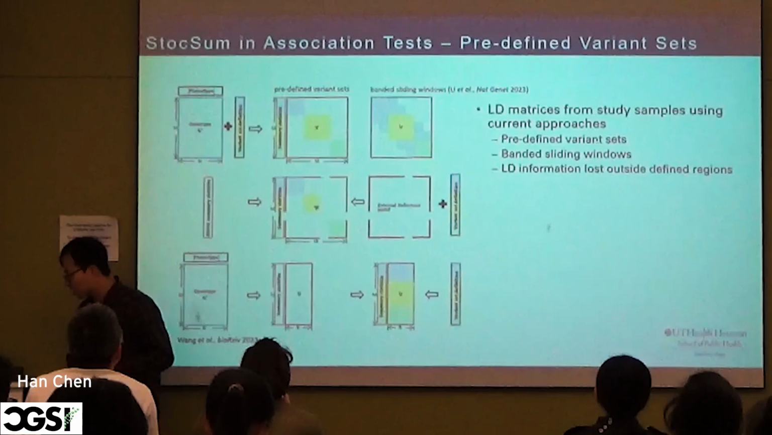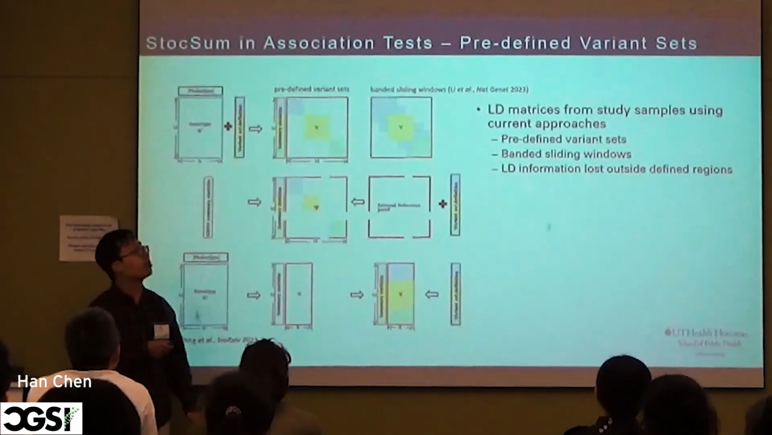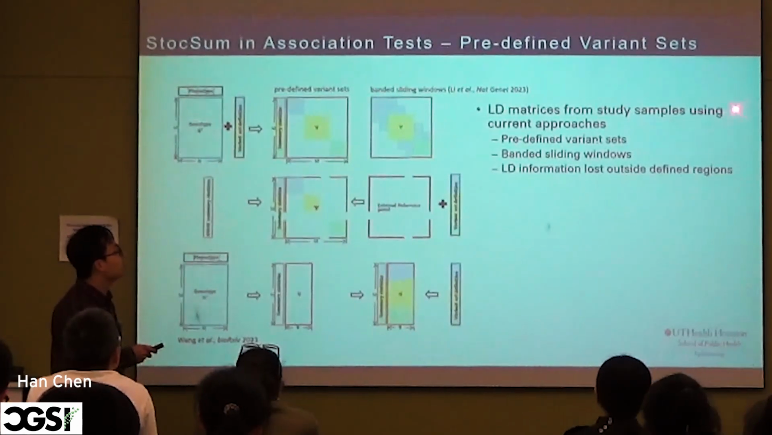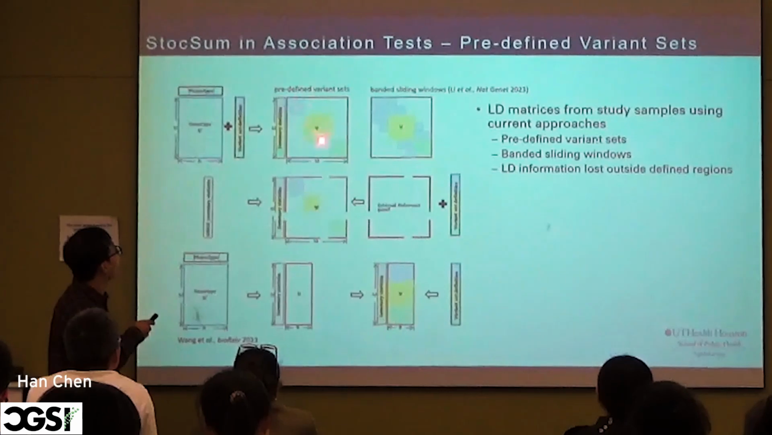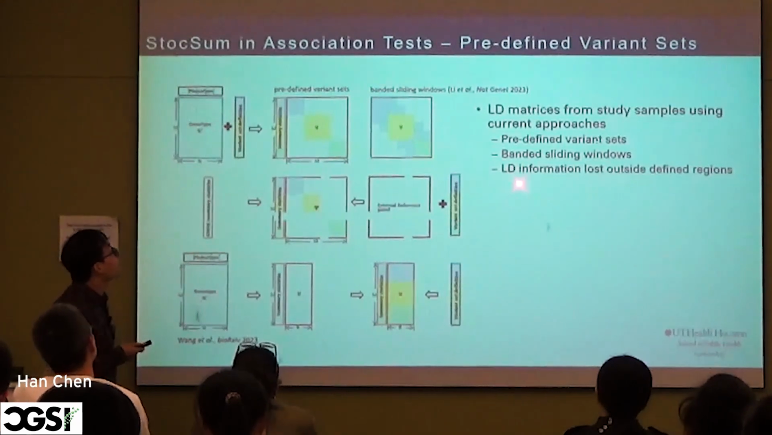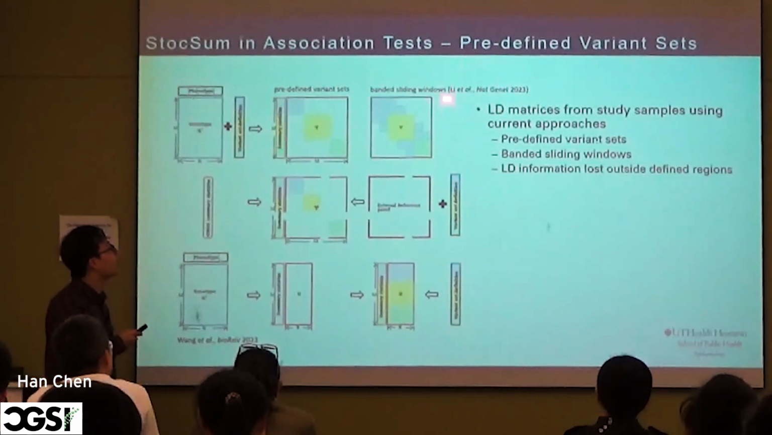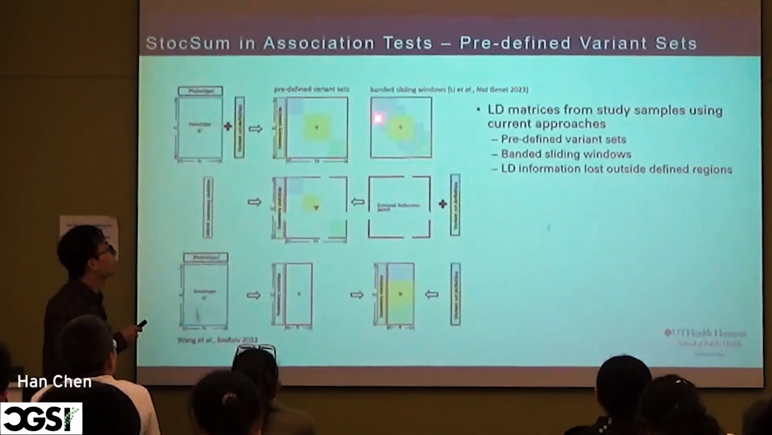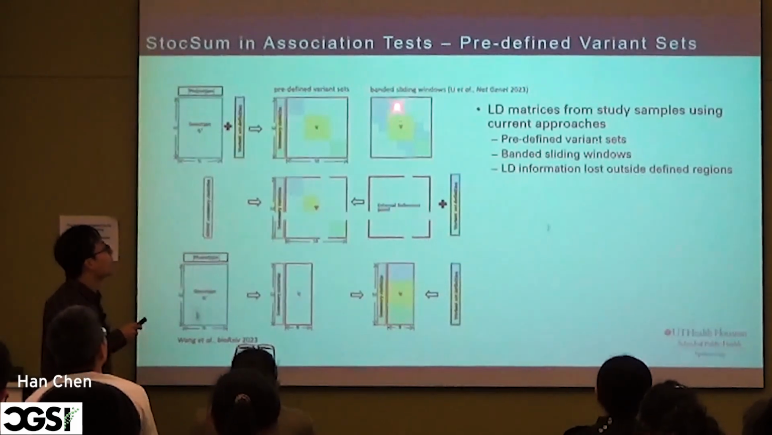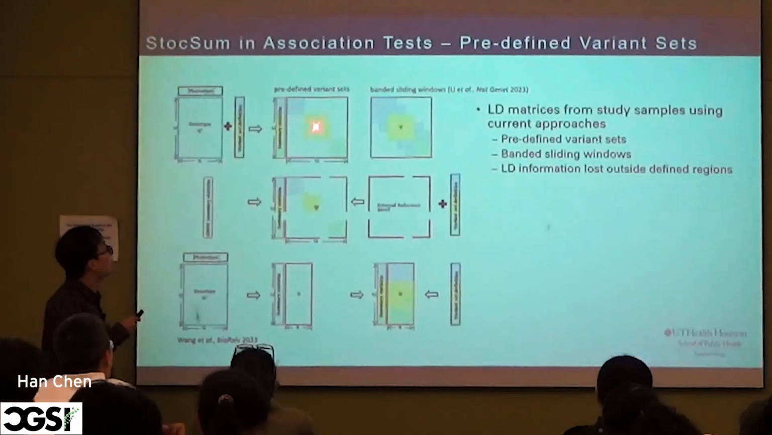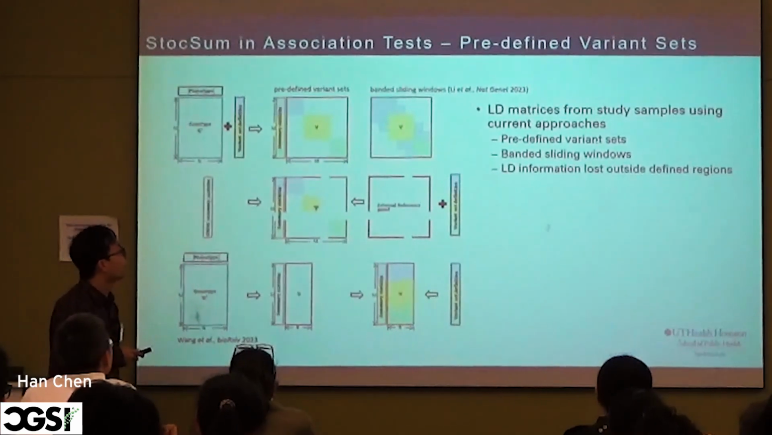This is the genetic association test using the predefined variant sets. So you can see that the LD matrices from the study samples need to be predefined. Then you calculate this kind of block diagonal LD matrices. An updated version is the MetaSTAAR paper, which was published last year. They use banded sliding windows. So they basically computed all the variants within 500 kb proximity. So this works better than that, but it still doesn't work if you have variants that are physically located more than 500 kb away.